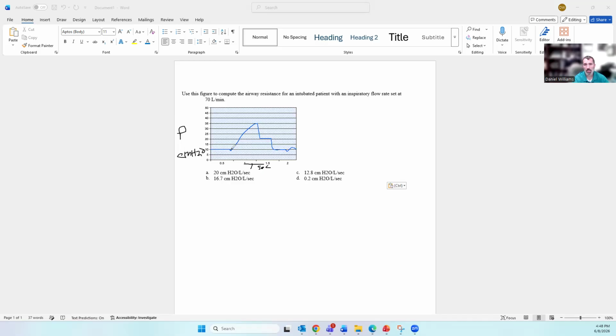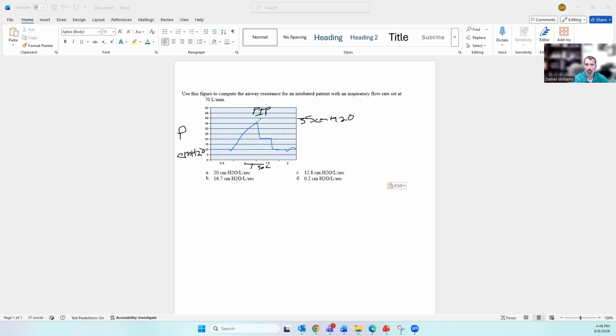When we look at this, we see this little negative deflection below baseline, so that lets me know that the patient triggered the breath. Patient triggered the breath, and upon that breath, the peak inspiratory pressure, the PIP, is 35 centimeters of water pressure. So the very top, the very peak of that waveform rests on this line, and that corresponds with 35.